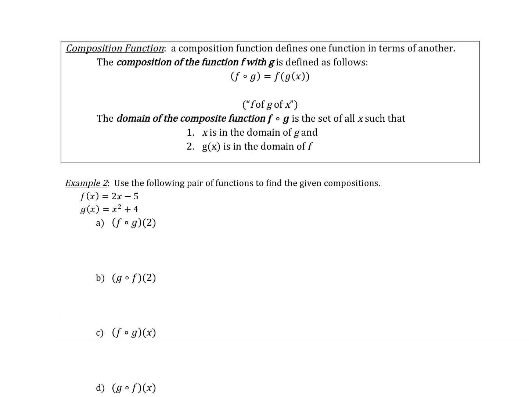So a composition is written like this. A composition function of the composition of f with g, we write it like this. F, that little circle, means composed with g. And what this means is this is going to be f of g of x. We read it as f of g of x. In other words, we're putting g, the function g, into the function f.